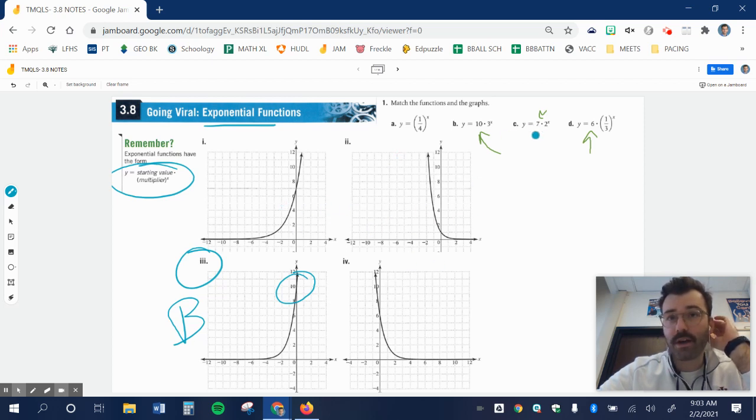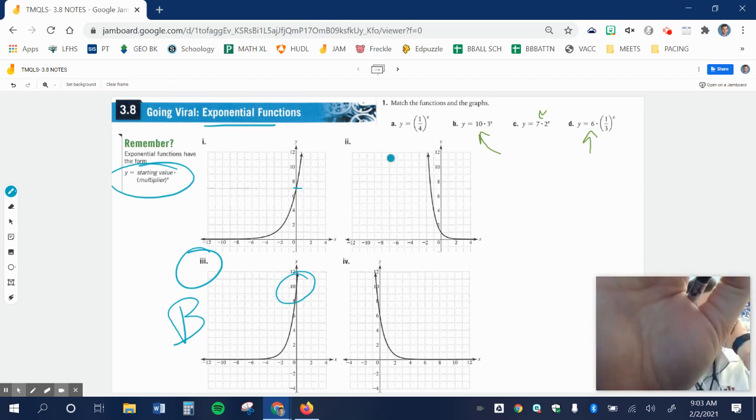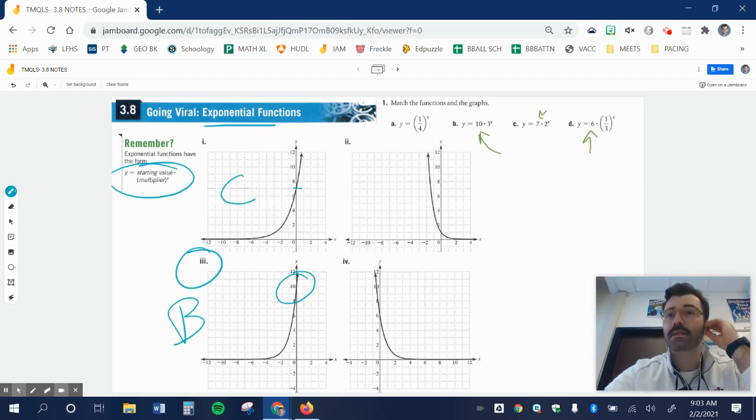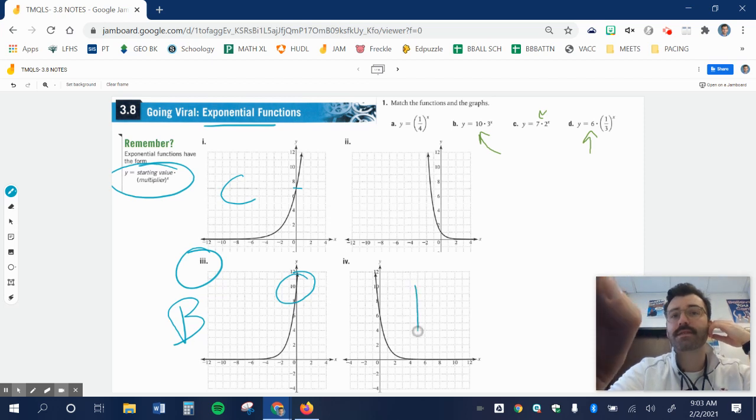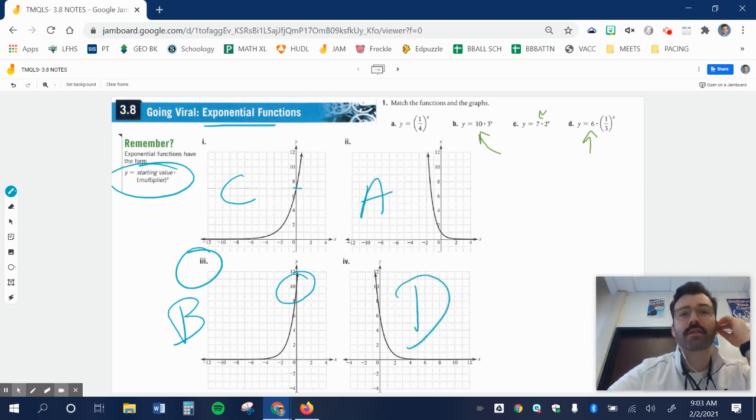Now let's look for a starting value of 7. Okay, it looks like that is here, crosses our y-axis, that's 7. So this is C. I'm going to look for a starting value of 6 next. It looks like that's that last one. So that's D. And then process of elimination, this is A.